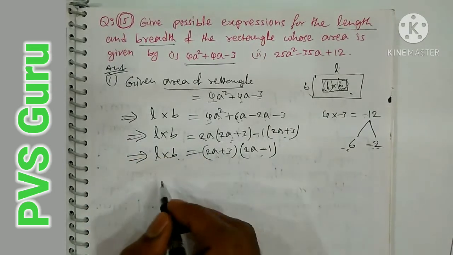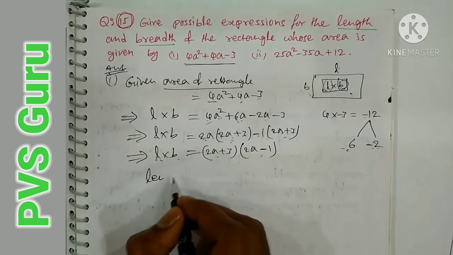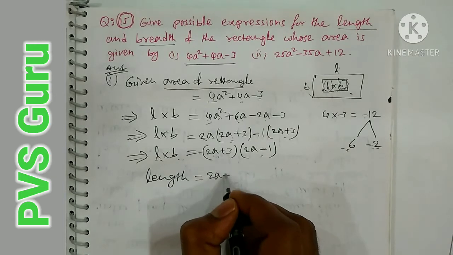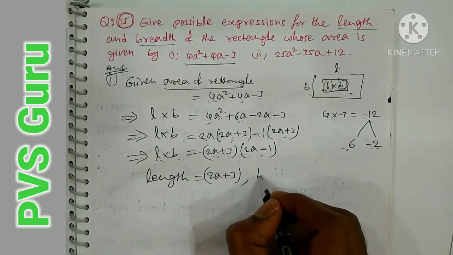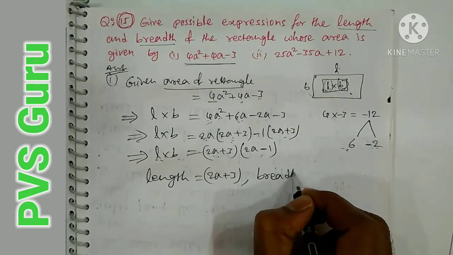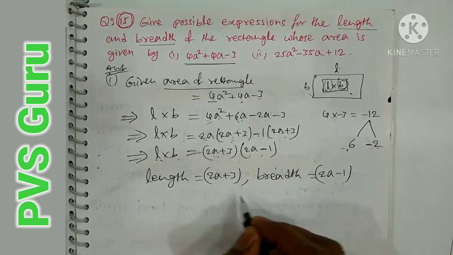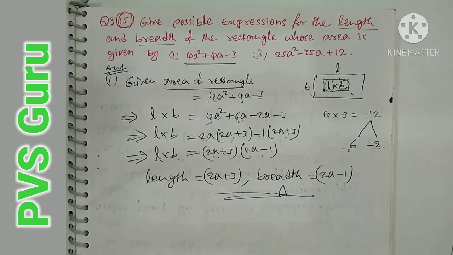L into b is equal to this. So length, L means length. Length of the rectangle is equal to 2a plus 3 and breadth of the rectangle is equal to 2a minus 1. This is the answer.